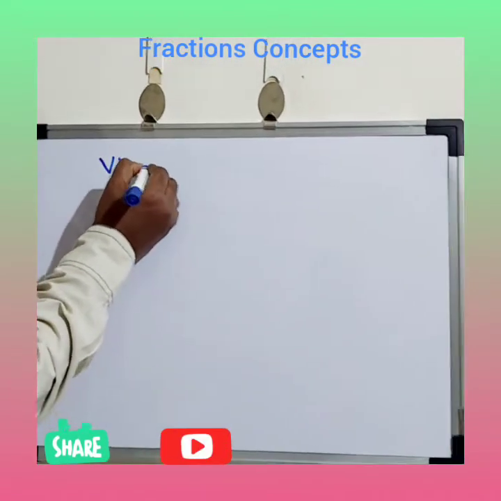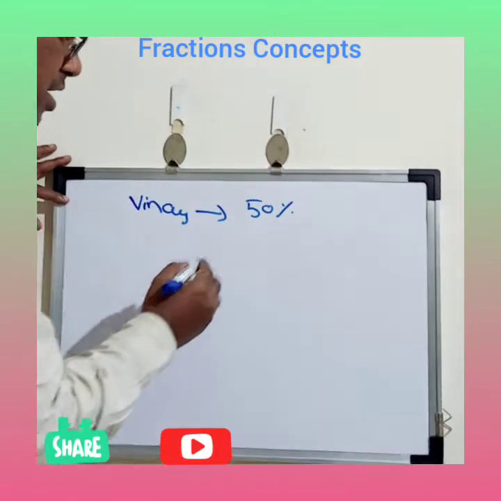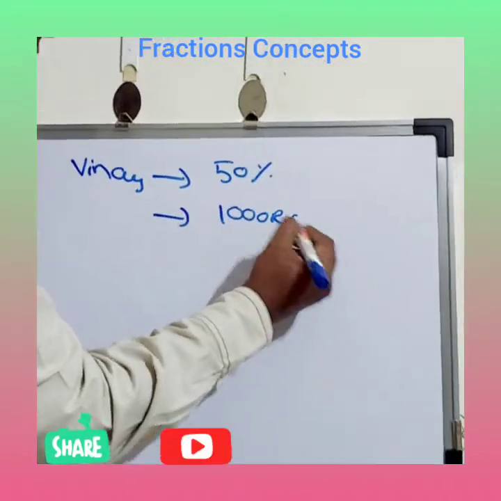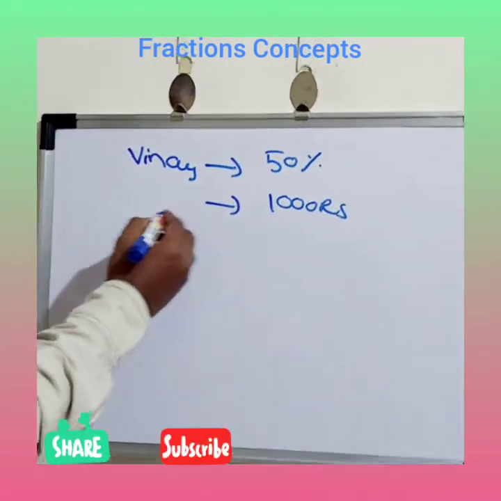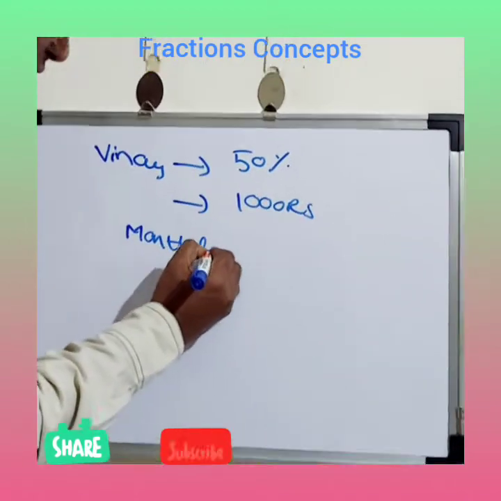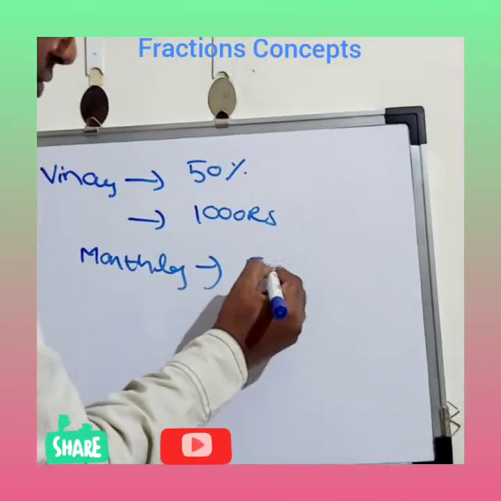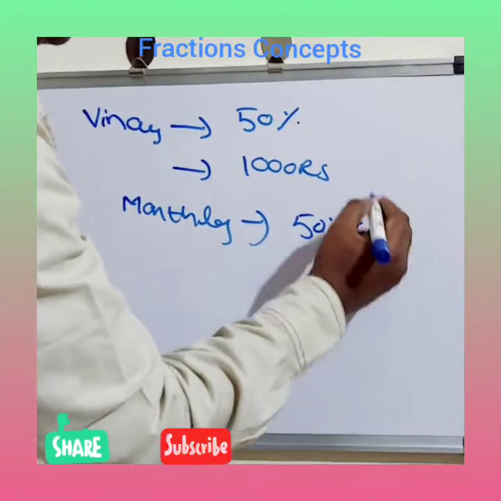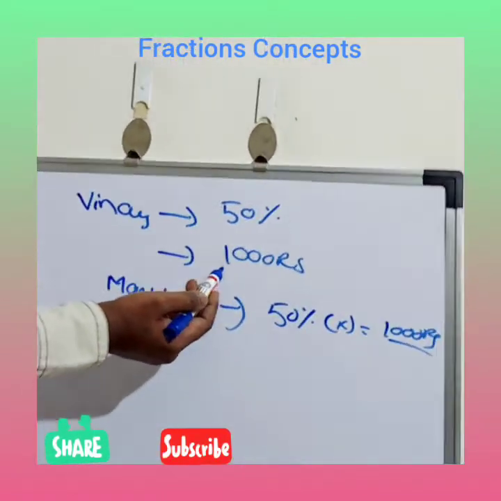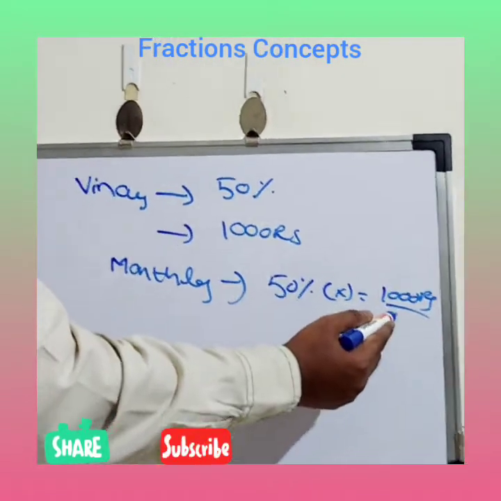Vinay saves 50% of his salary every month, and every month he saves 1000 rupees. Now the question is, how much monthly income does Vinay have? The 50% of salary is given as 1000 rupees, because the first statement in the problem is that Vinay saves 50% of salary, and Vinay saves 1000 rupees. That is, 50% of salary is 1000 rupees.